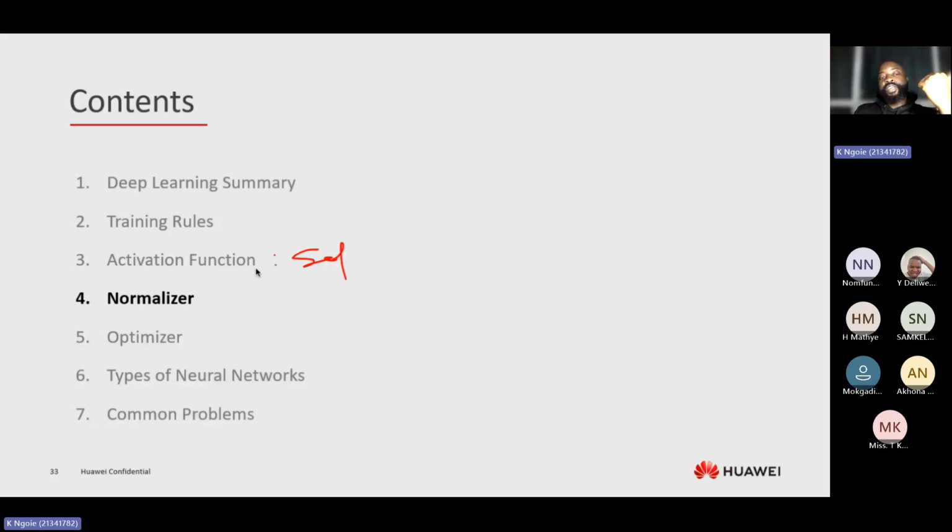So we have activation functions: softmax, ReLU, tanh, softsign. Okay, so those are activation functions. And then the next thing will be the normalizers.